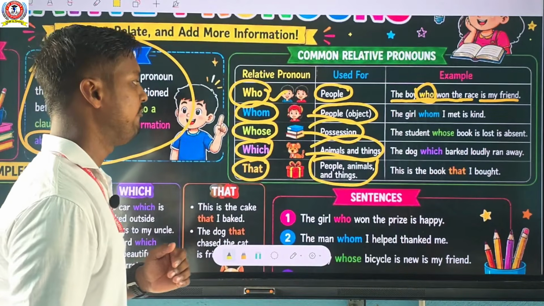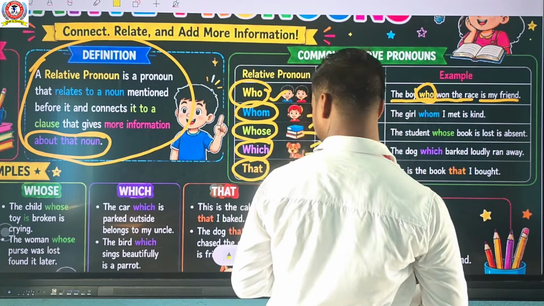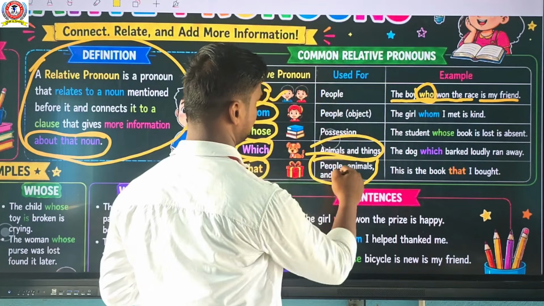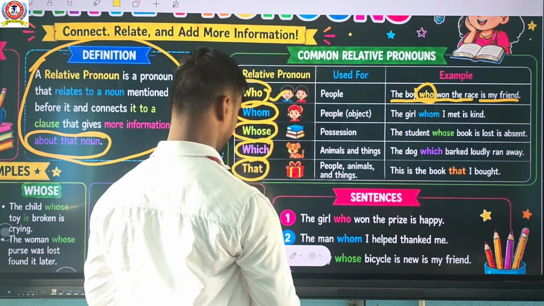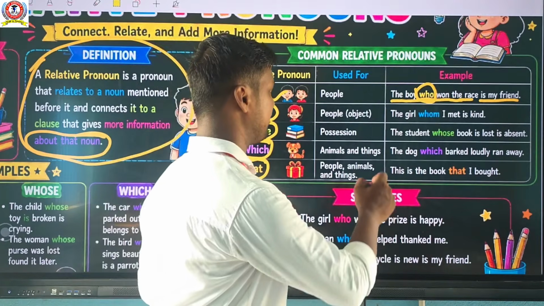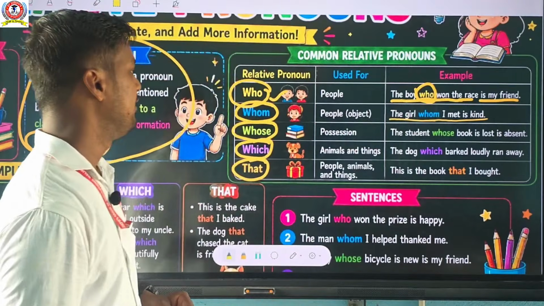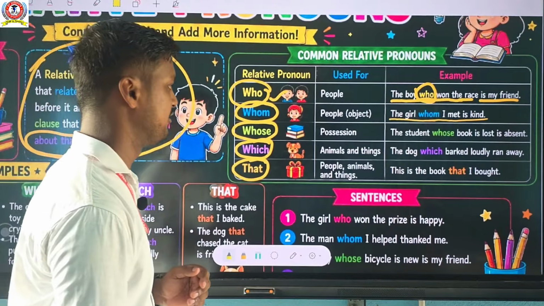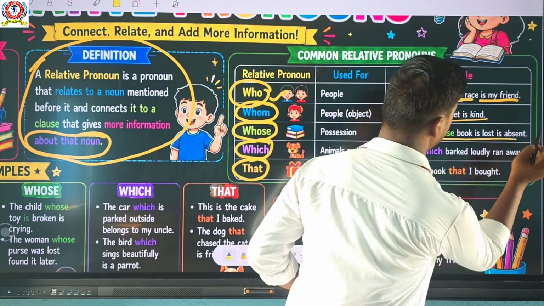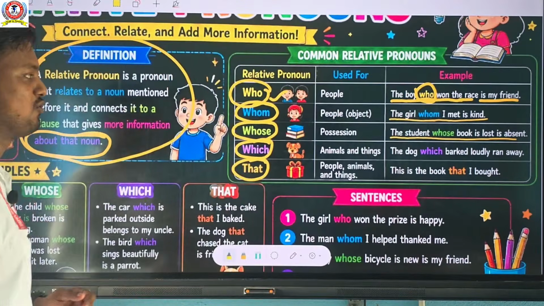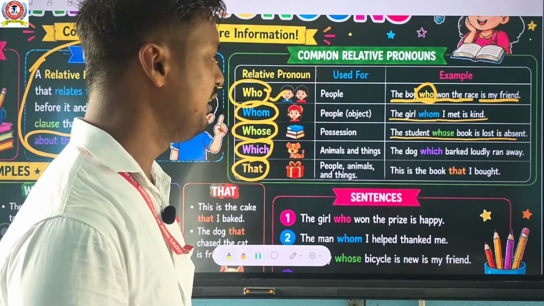Whom is for people as object. We can take people as object. The girl whom I meet is kind. Then whose is for possessions. The student whose book is lost is absent. That means the book belongs to that student who lost his book, but today he is absent.